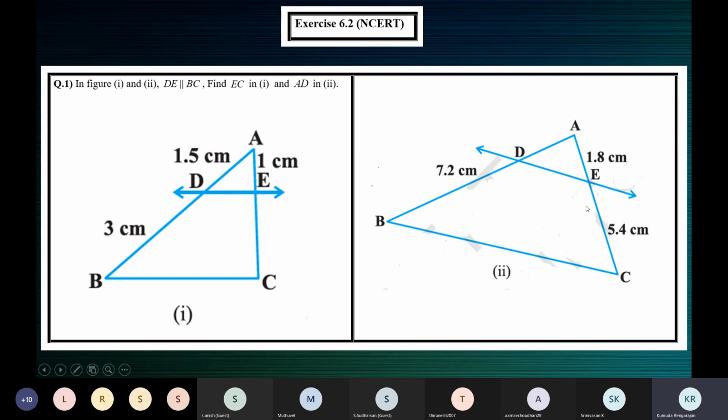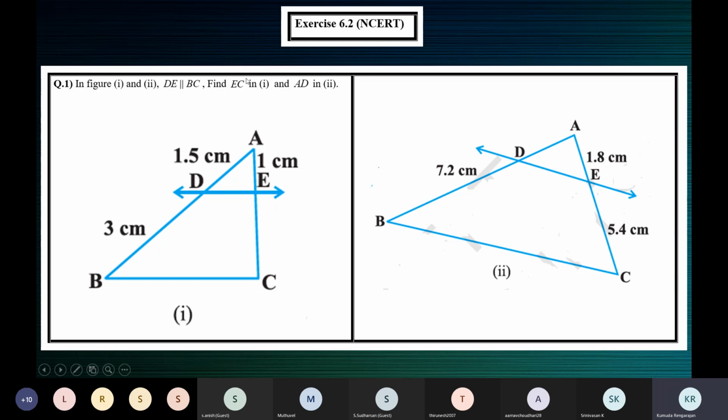So children, you can see here in figures 1 and 2, DE is parallel to BC in both the figures.